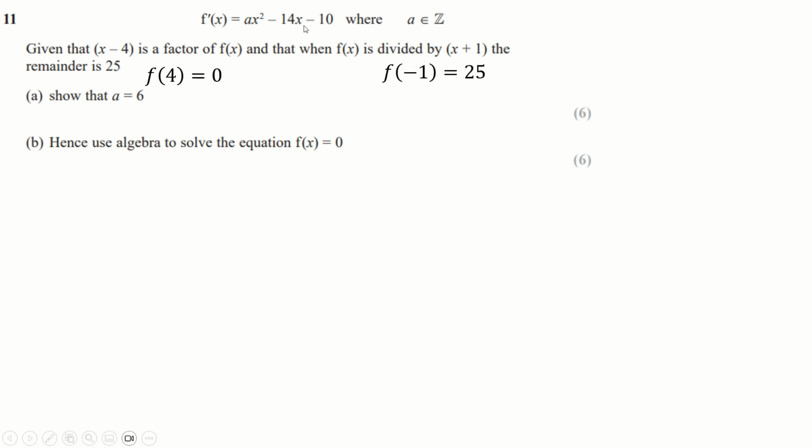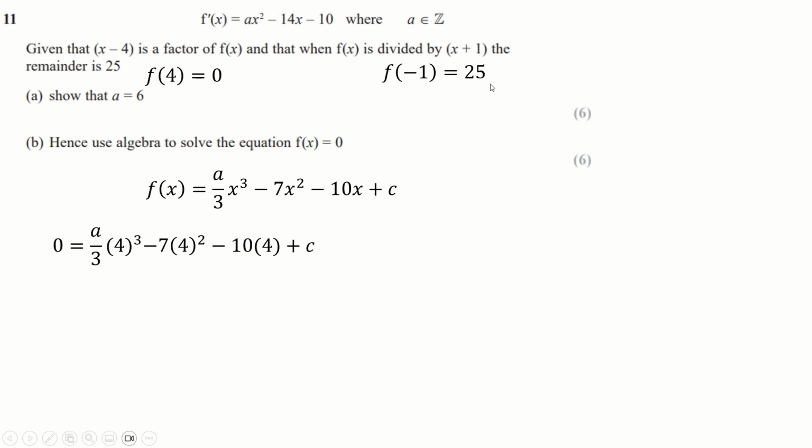We can integrate this to give us this. Raise the power, divide by 3, raise the power, divide by 2, raise the power, add a c, of course. f of 4 is 0, so just make this 0, and these are 4s. We get this. f of minus 1 is 25, so make this 25, make all these minus 1s. We get this.